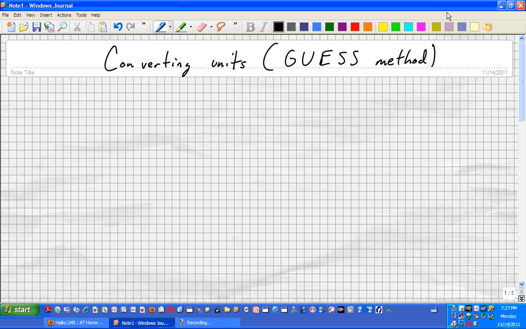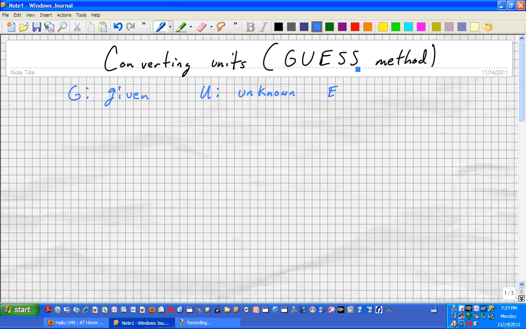I'd like to review a method for solving problems, specifically word problems. It's called the guess method. It keeps you organized and gets you to the answer. G stands for given. This is what is given in the problem. U stands for your unknown, what you're trying to find.